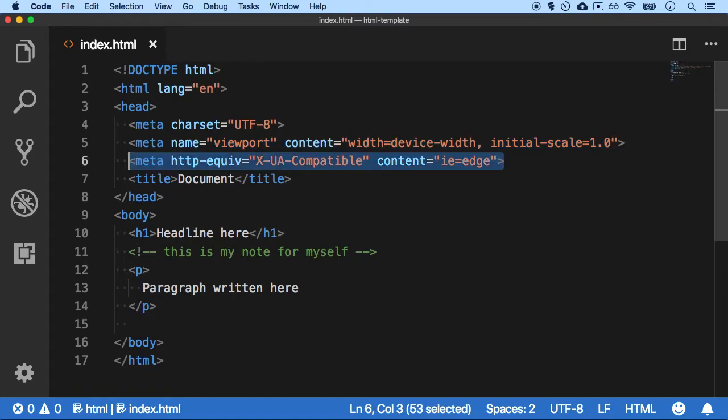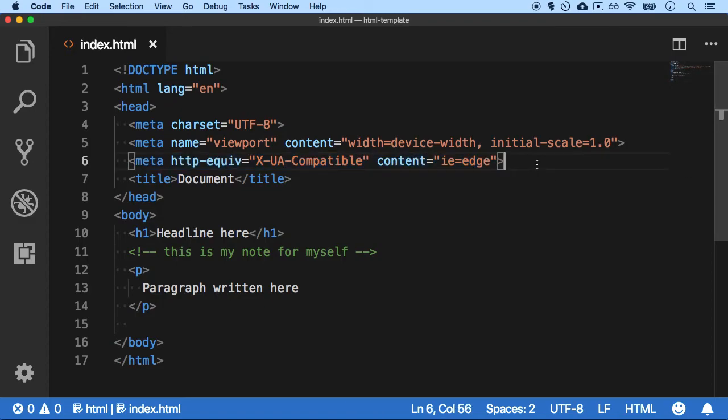The one more, this particular one, has become less and less useful these days, but this basically makes your website compatible with certain older versions of Internet Explorer. So this is really a backwards compatibility element over here.